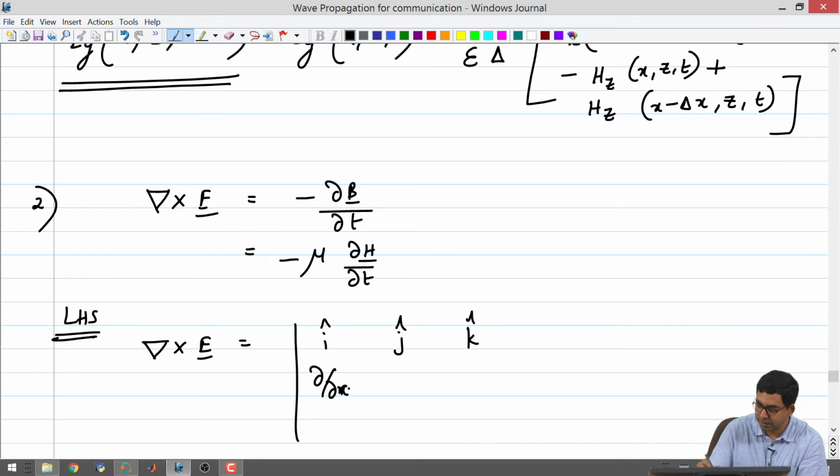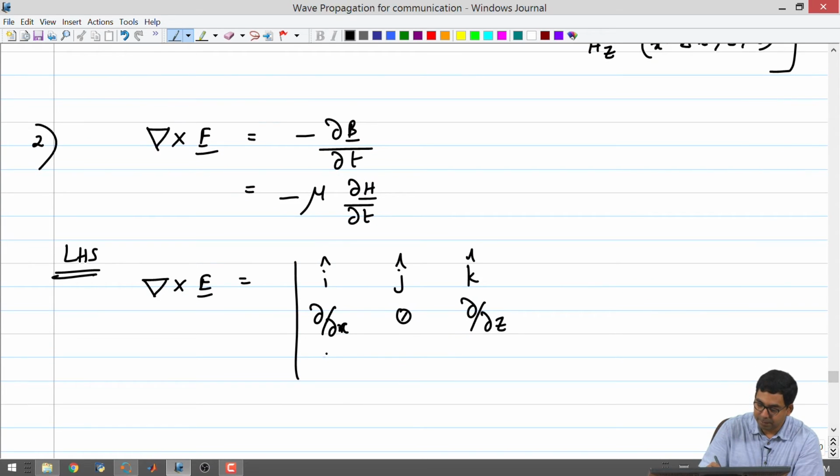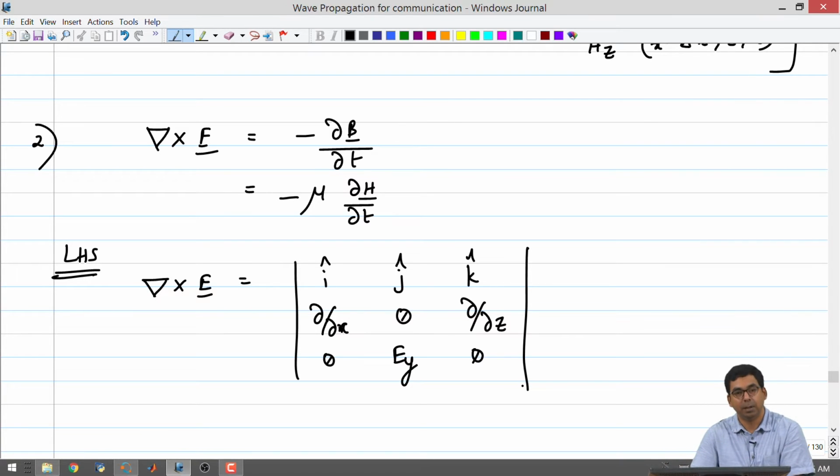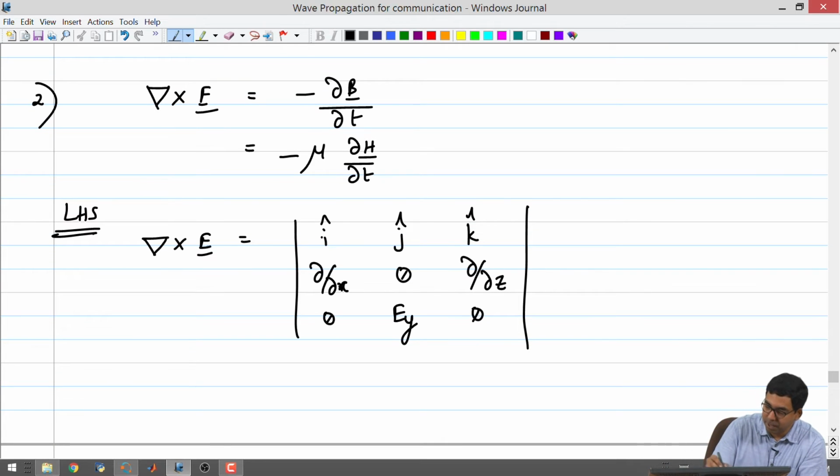∂/∂x, since there is no propagation in the y direction, that becomes 0, and I have 0, Ey, 0, because electric field has only y component, right. Now, I have to write down the determinant. So, I am having i times 0 minus ∂Ey/∂z.